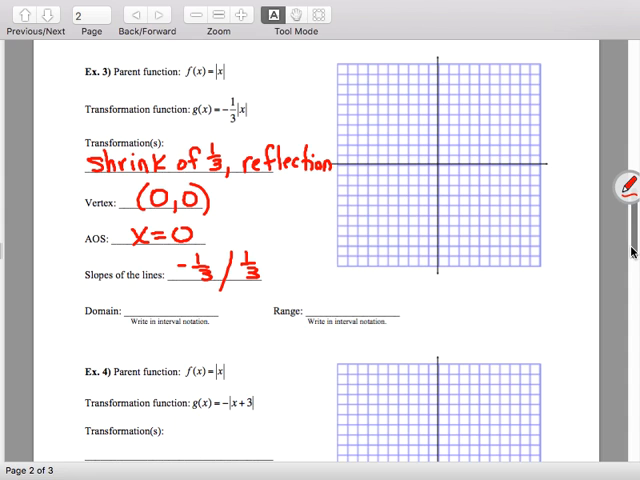So this one's going to open down. So here we go. (0, 0), and I go down 1, right 3. Down 1, right 3. And again, fill your grid. Make sure it's not a U shape.